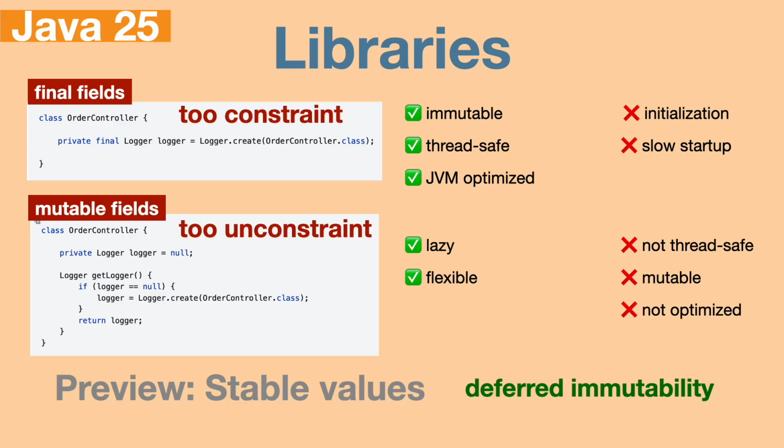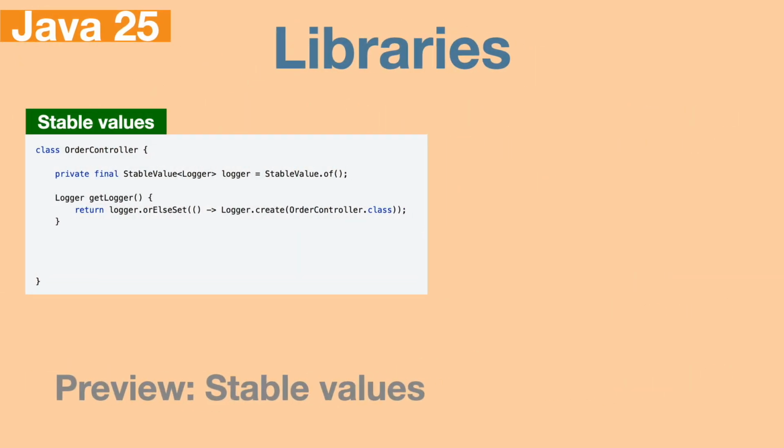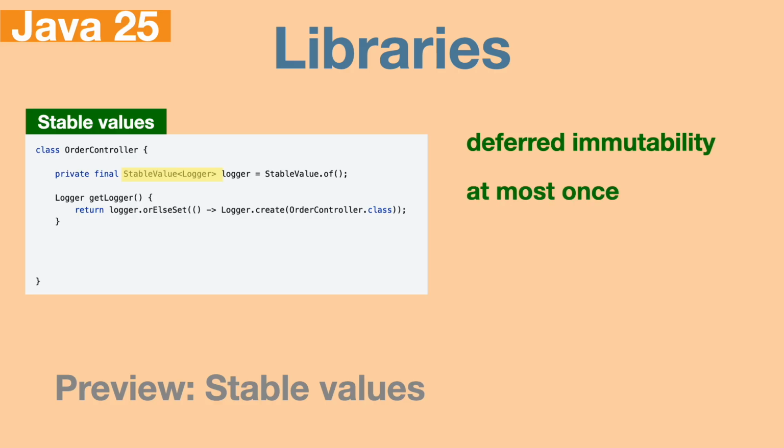too unconstrained. A stable value is an object of type StableValue that holds a single data value, its content. A stable value must be initialized sometime before its content is first retrieved, and it is immutable thereafter. A stable value is a way to achieve deferred immutability. Stable values are initialized at most once, and with them you can get both lazy initialization and immutability thereafter. It allows for JVM optimizations and faster startup.